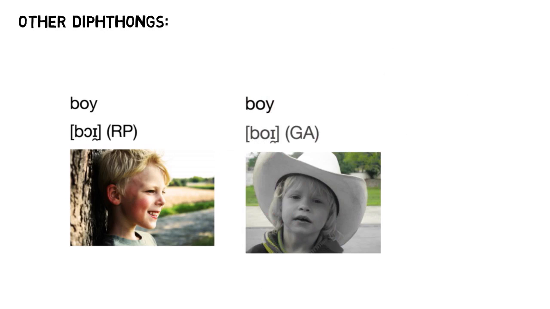Last, there's oi, as in boy. American English has oi as in boy, which has a higher starting tongue position. RP starts further down at the same spot as o, as in court. Oi. To compare, American English has boy, RP has boy. Boy, boy. Oi, oi.